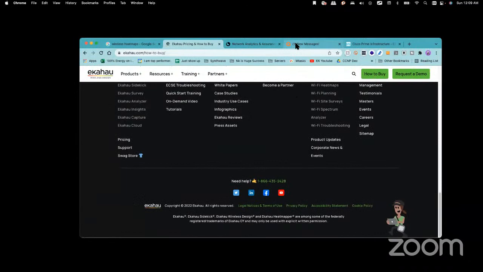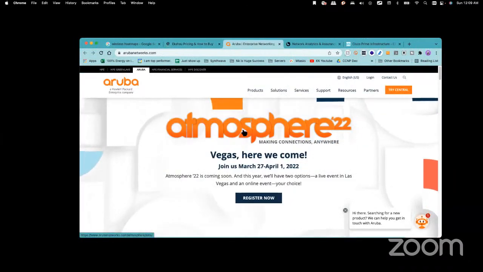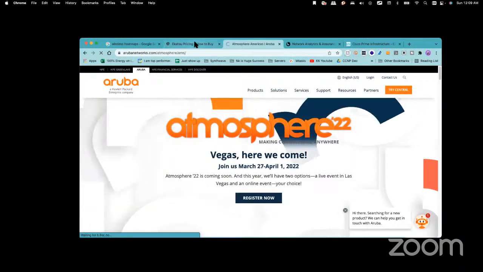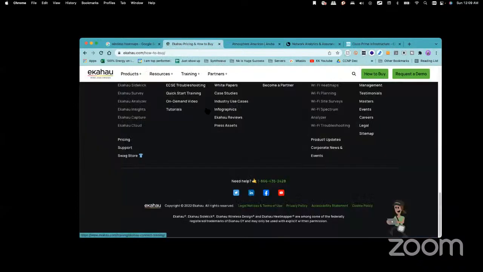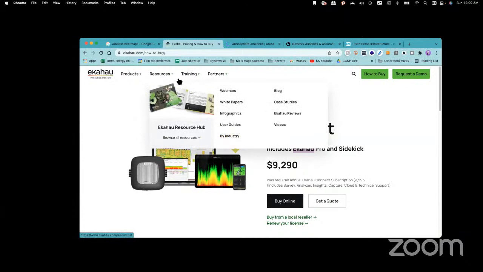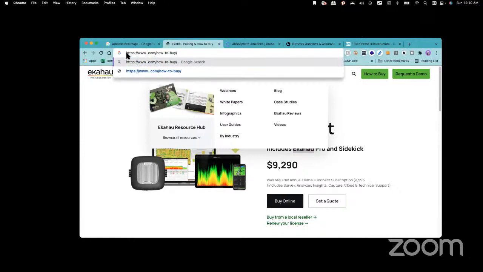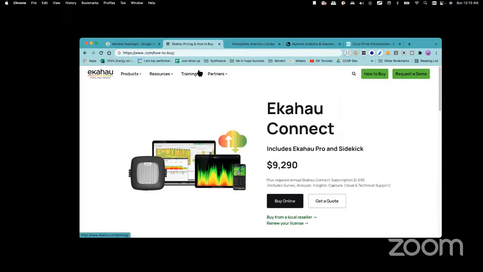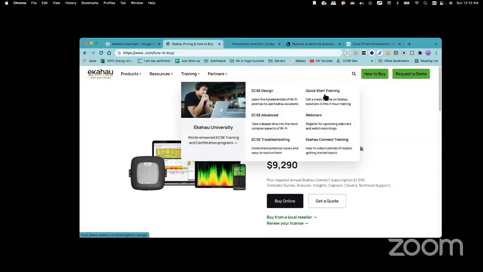Okay, Aruba, and then there will be an integration maybe, right? No, this is for the heat map. In this, we can see multi-vendor, all the big vendors like Cisco, Aruba, and other products also. These APs are there, so you can select the APs and then you can design your network.